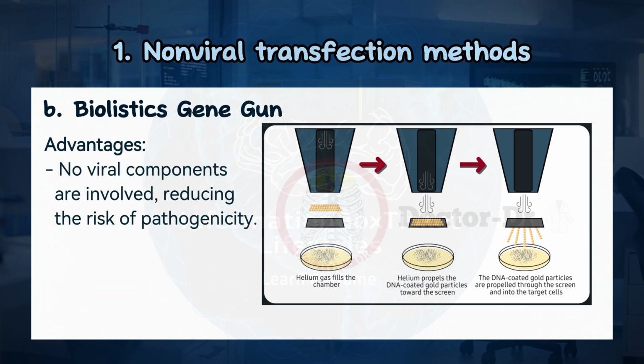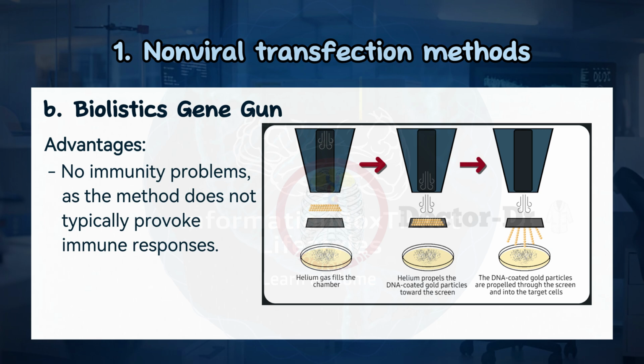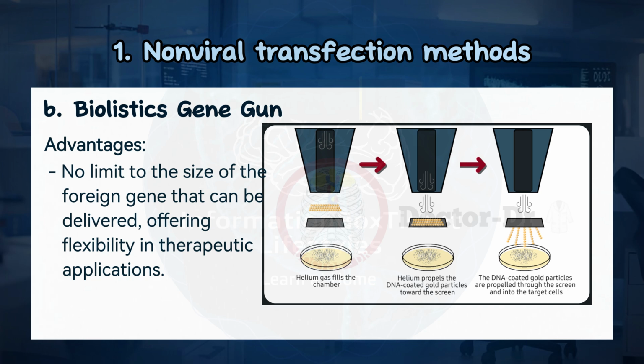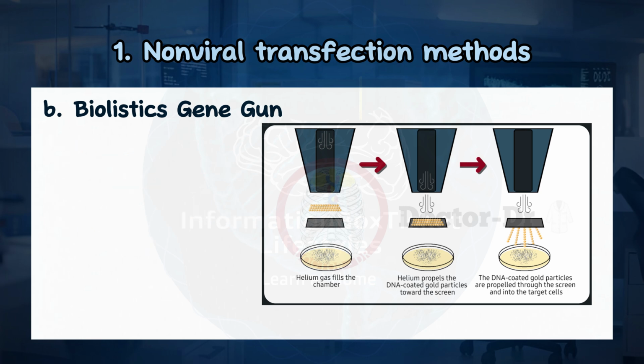Advantages: no viral components are involved, reducing the risk of pathogenicity. Non-pathogenic, minimizing health risks associated with the delivery method. No immunity problems, as the method does not typically provoke immune responses. No limit to the size of the foreign gene that can be delivered, offering flexibility in therapeutic applications. Direct delivery into the cells, potentially increasing the efficiency of gene transfer.